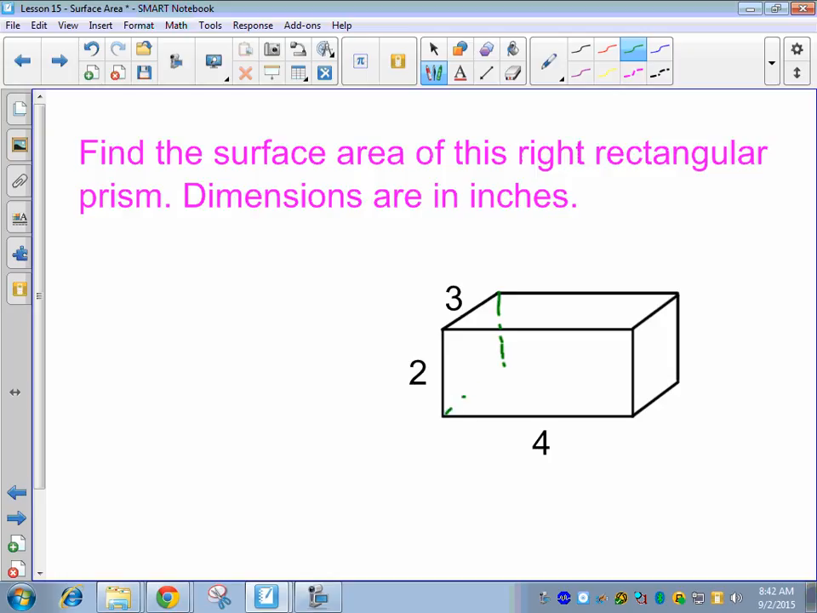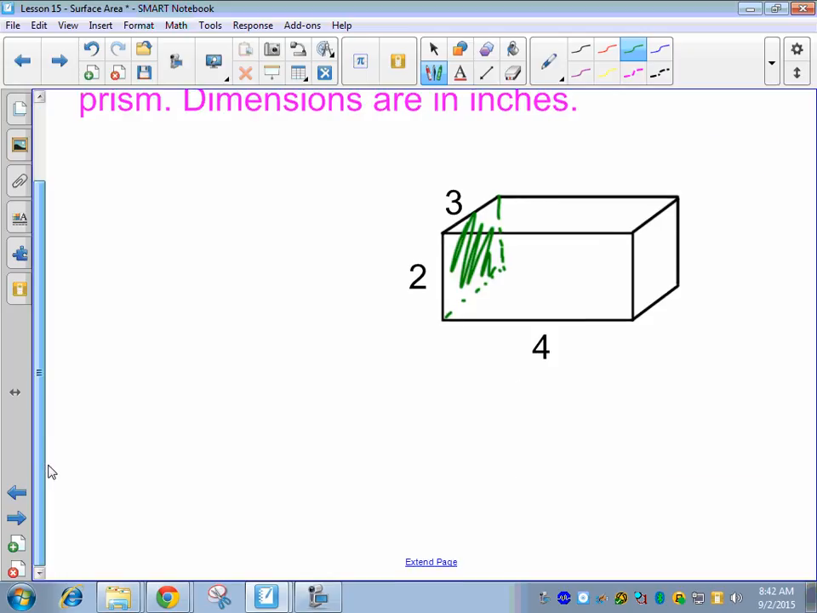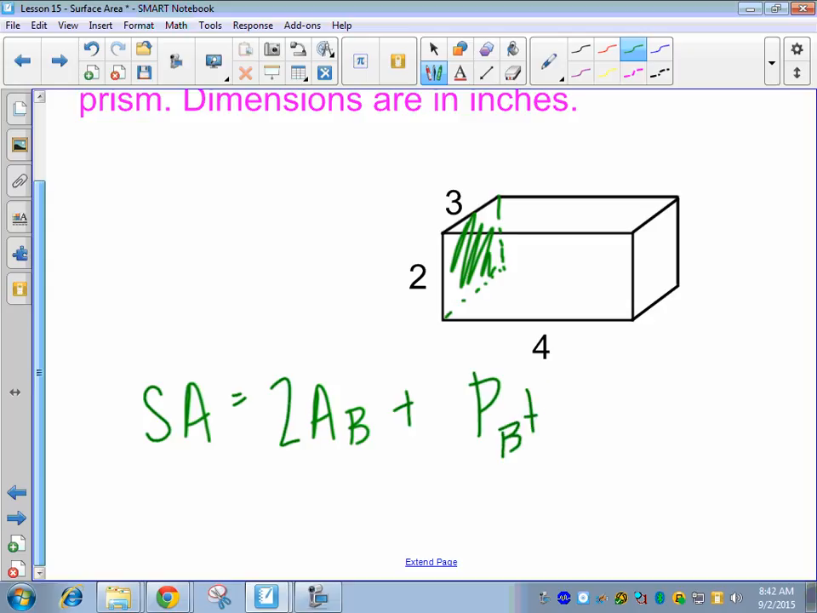So just to help get a visual, this worksheet is telling us to use the front. So we're going to use that side. So again, we're going to start with the formula SA equals 2AB plus PBH. Okay, so if we are using this front side, we're going to have 2 times 3 times 2, right? Because it's just a rectangle, we just do base times height, plus the perimeter of the base.